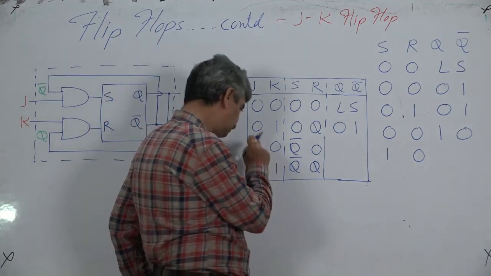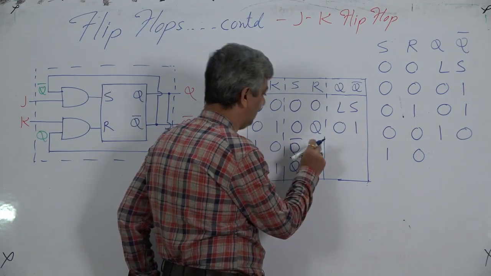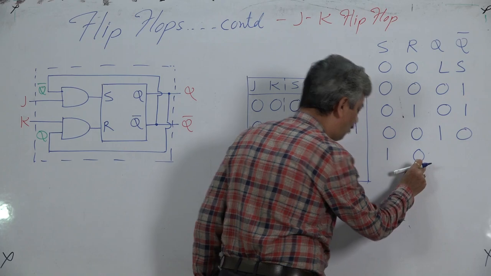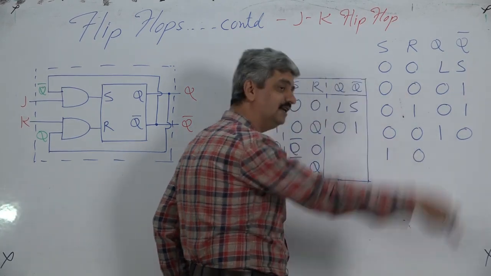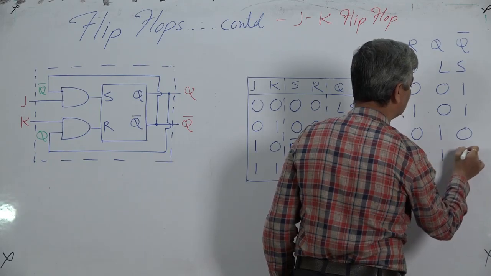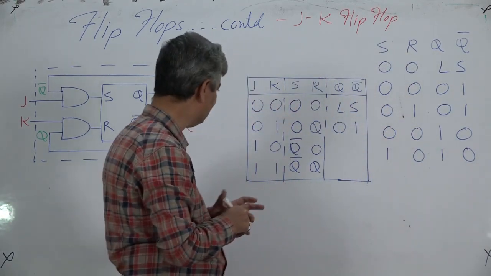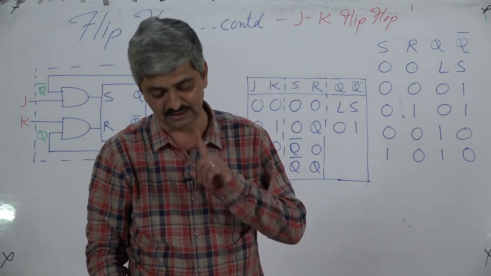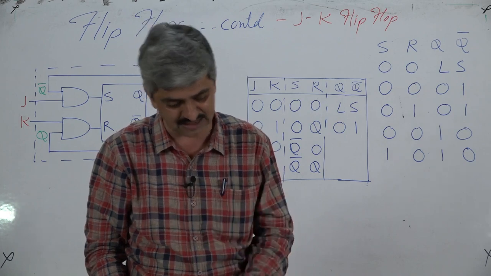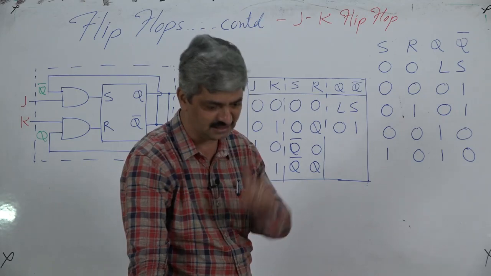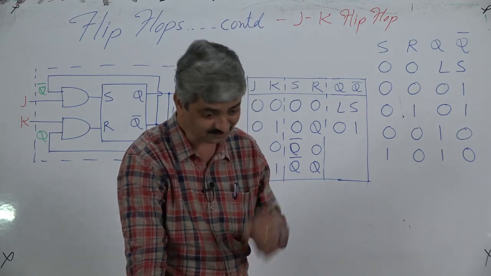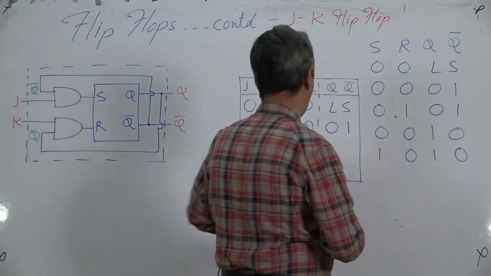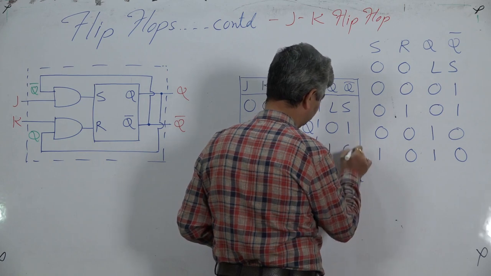If J equal to 1, K equal to 0 leads to R equal to 0, S equal to Q bar, and if Q bar is 1, in that case SR becomes 1, 0 and SR equal to 1, 0 leads to outputs as 1, 0. So, when J is equal to 1 and K is equal to 0, it results into S and R such that if last state is 1, 0, that state is continued, and if last state is 0, 1, that state is inverted to 1, 0. So, in any case the current output state is 1, 0.